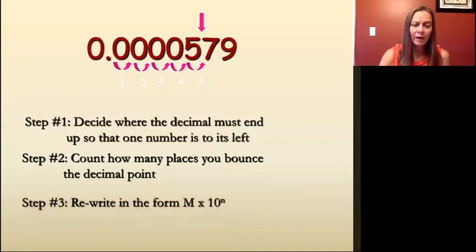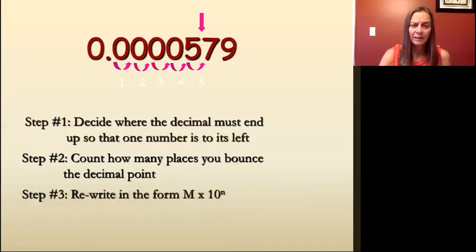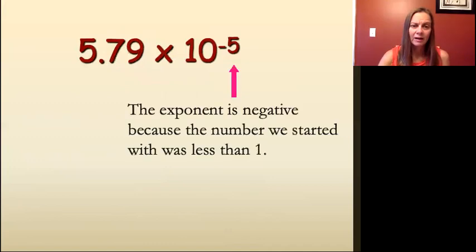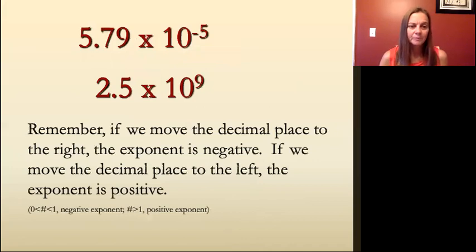Now we rewrite again in the form m times 10 to the n. This time, however, because we have a small number, and we're moving the decimal place to the right, we're going to have a negative exponent. So now we have 5.79 times 10 to the negative fifth. The exponent is negative because the number we started with was less than 1. So remember, if we move the decimal place to the right, the exponent is negative because we started with a number smaller than 1. If we move the decimal place to the left, the exponent is positive.